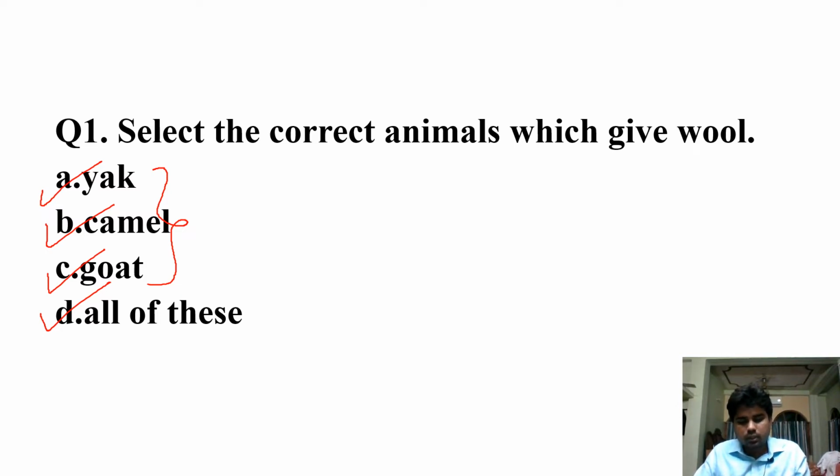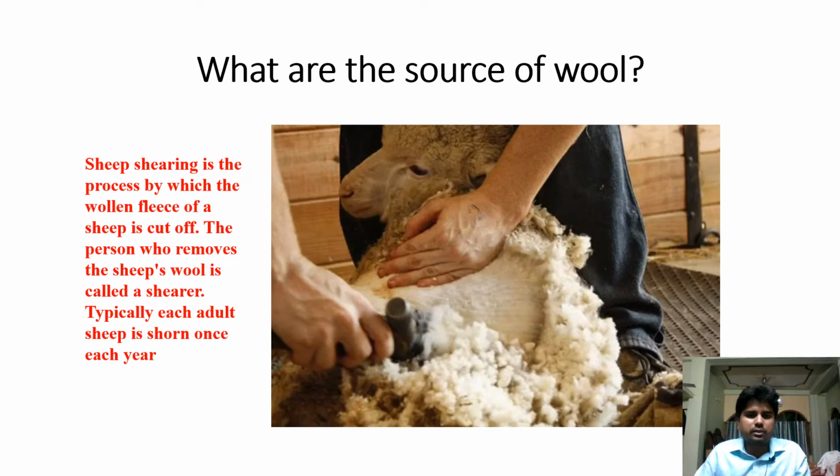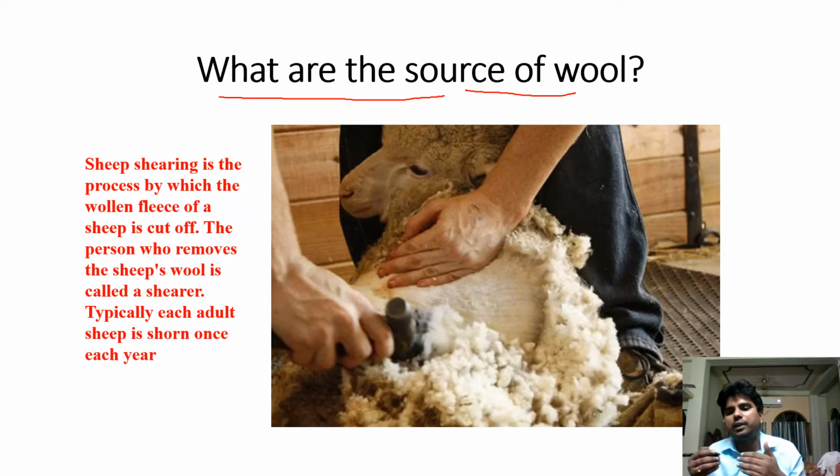Okay student, moving to the next section. What are the sources of wool? As we have studied the different types of animals from which we get wool, now we want to know their sources: which animal lives in which part of our country. First of all, we will learn about sheep shearing. Shearing means cutting down the wool present on the body of the sheep.